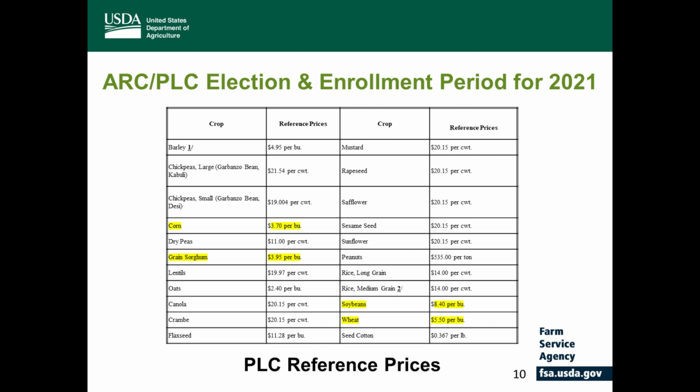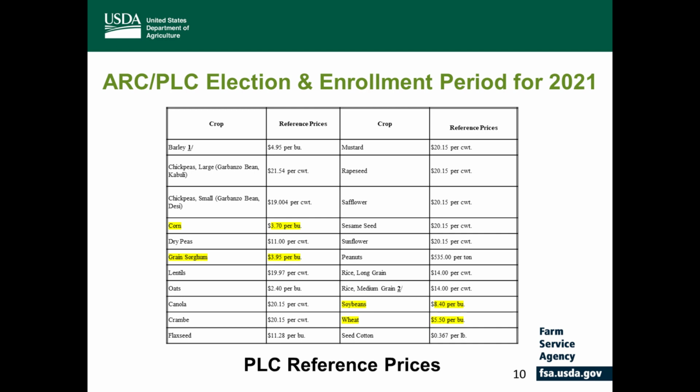These are the reference prices that were set in the 2018 Farm Bill. Just to highlight a few, corn is $3.70, grain sorghum $3.95, soybeans $8.40, wheat $5.50, sunflowers $20.15 per hundredweight. So these reference prices are the basis for the effective reference price. And the effective reference price is the greater of either the reference price or 85% of the 5-year Olympic average market year average price.